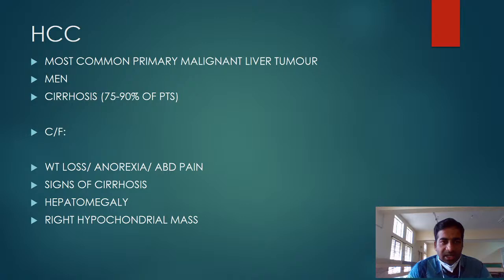Coming to hepatocellular carcinoma, it is the most common primary malignant liver tumor. It is mainly seen in men, and cirrhosis is seen in around 75 to 90% of the patients. So clinical features, you have weight loss, anorexia, and patient may have abdominal pain. There are signs of cirrhosis, hepatomegaly, right hypochondrial mass. So all these are the clinical features, and patient may have cirrhosis also.